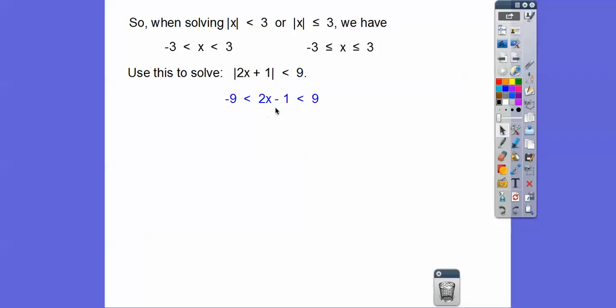Okay, now plus 1, plus 1, plus 1. We've got to add 1 to all 3 pieces right there. Divide by 2 from all 3 pieces, and there's our answer. So any number between negative 4 and 5, any number, can't be in this case negative 4 or 5, because it's just less than right there, okay?